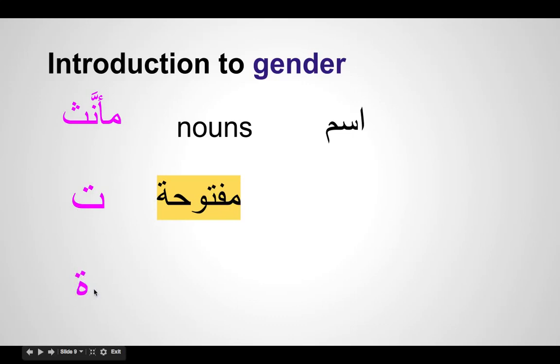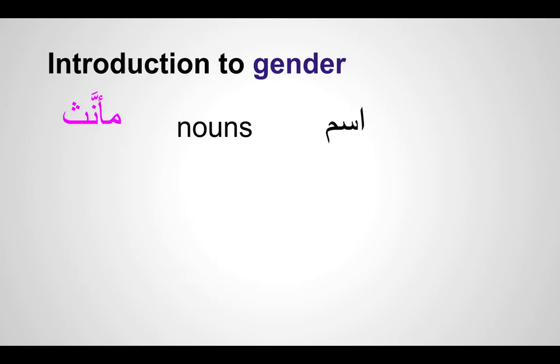And this ta is called Taa Marbutah. We'll learn why it's called Taa Marbutah. The reason is that if you take this ta and tie the ends of it, it becomes like a knot. That is why it's called Taa Marbutah. Rabata means to tie, marbuta means which has been tied. So this ta has been tied, that's why it's called Taa Marbutah.